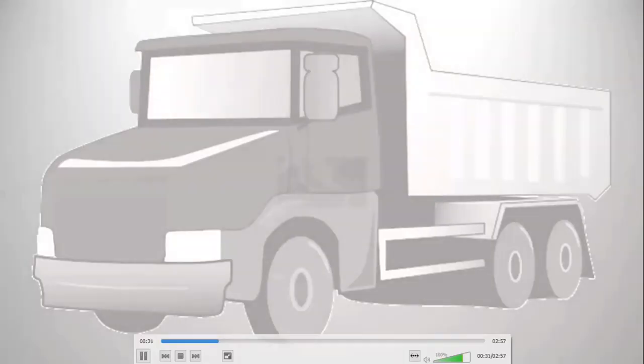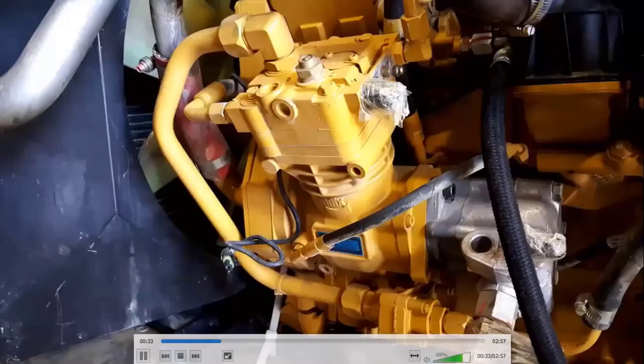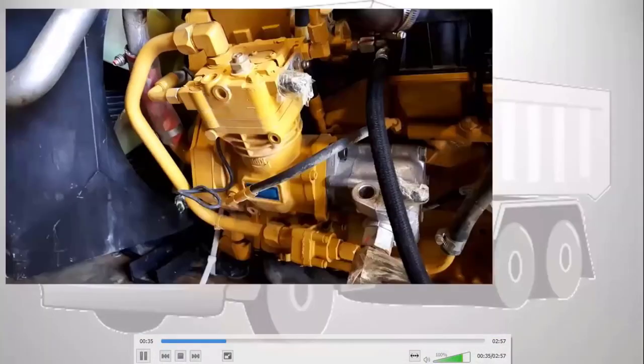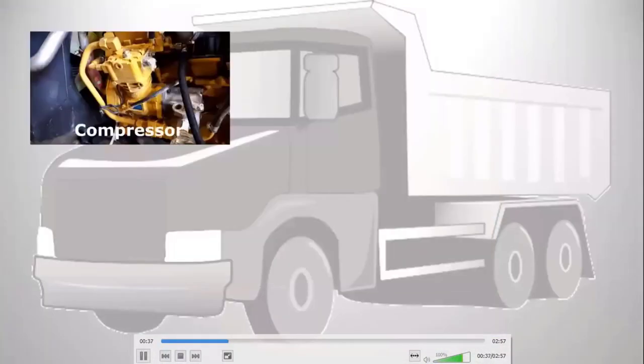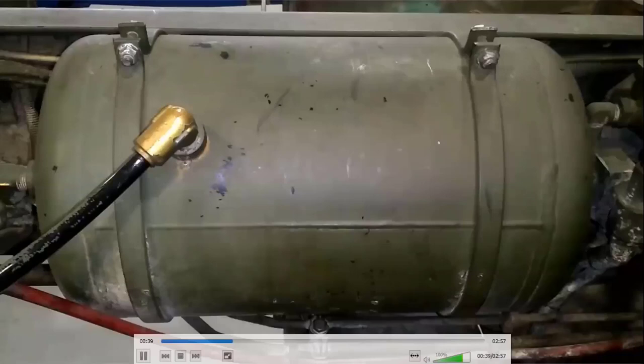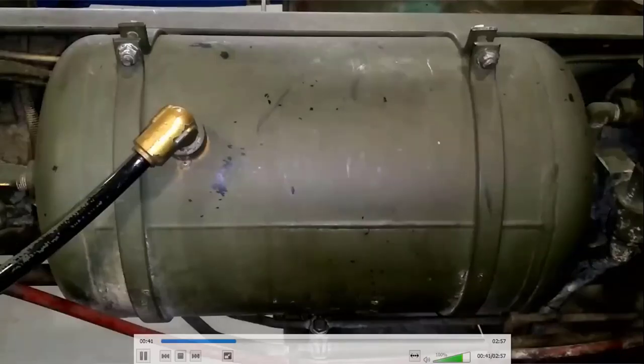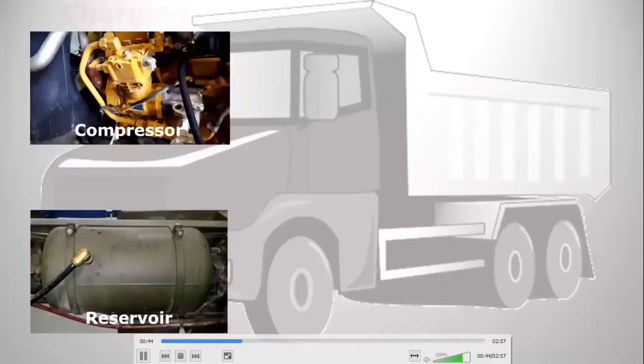The air braking system begins with an air compressor. This is driven by the engine and provides the system with the required air under pressure. To store the compressed air, we have reservoirs. These storage tanks hold the air until it is required by the system. The compressor and the reservoirs make up the charging part of the circuit.